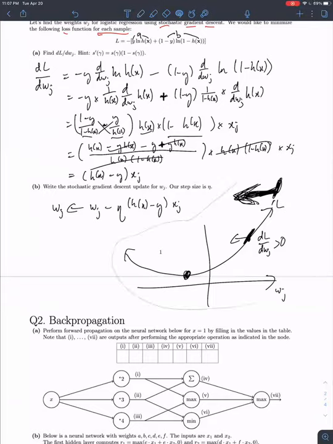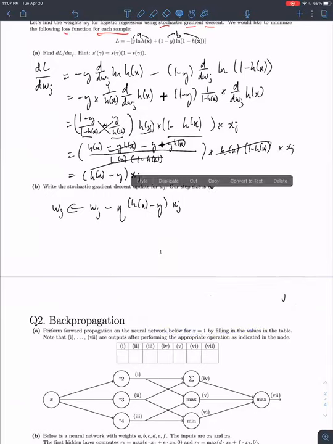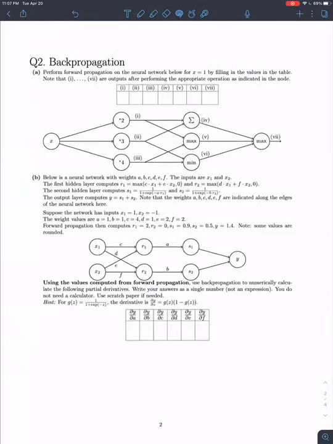I'm going to get rid of this because it's going into the next page. Now we're going to do backpropagation. This is where the magic happens with deep learning. First of all, we're going to do forward propagation. Didn't see that coming, did you? It doesn't look like backpropagation, but it's the first part of backpropagation.